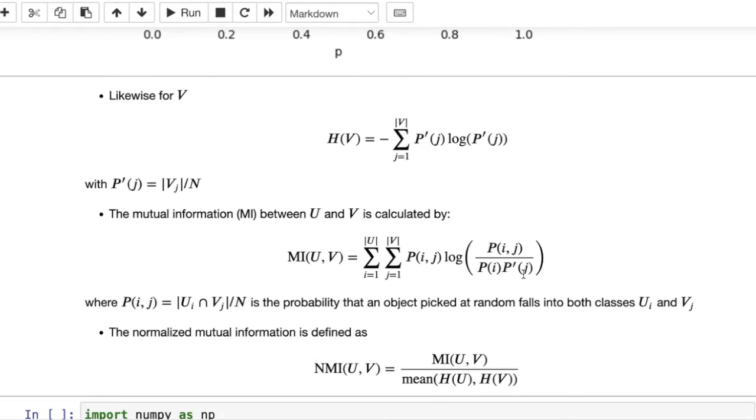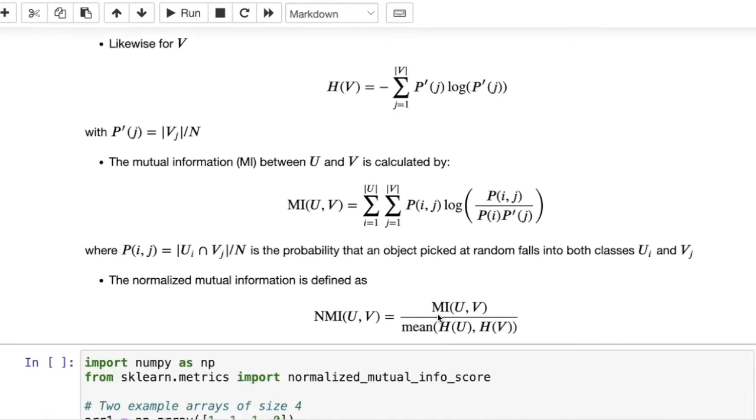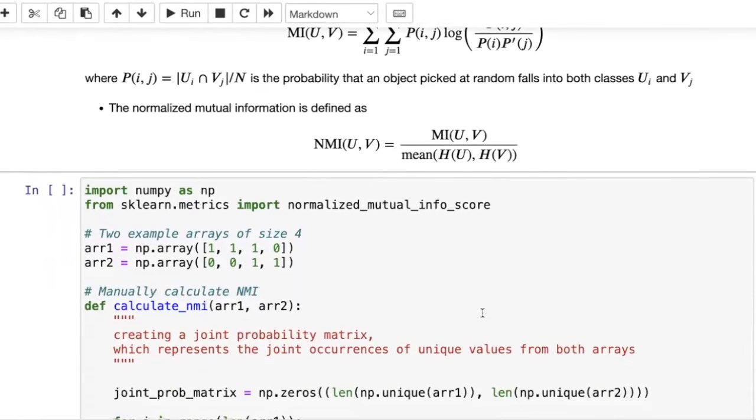And then what is the normalized mutual information? It's a mutual information that has been normalized, right? Which means that we have this mutual information in the numerator, and then we have the mean or average of the entropy of U and V in the denominator.